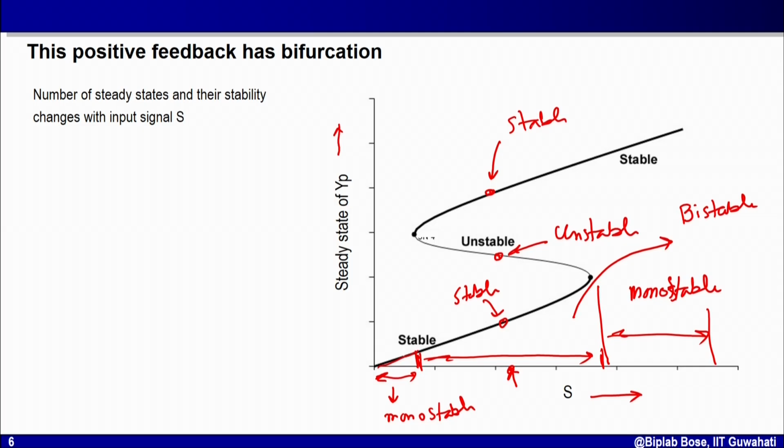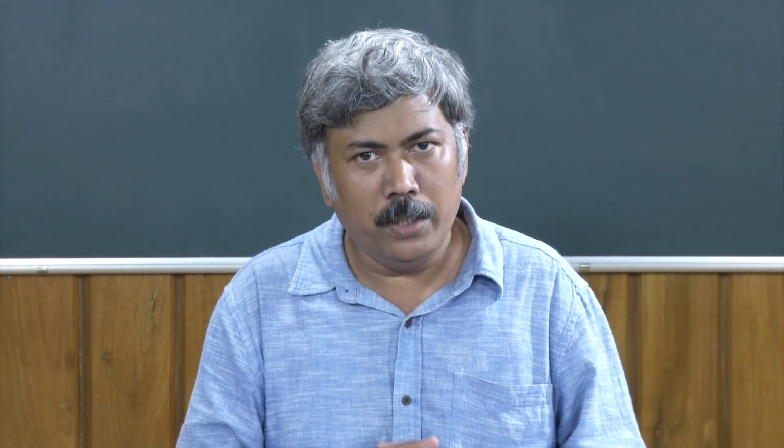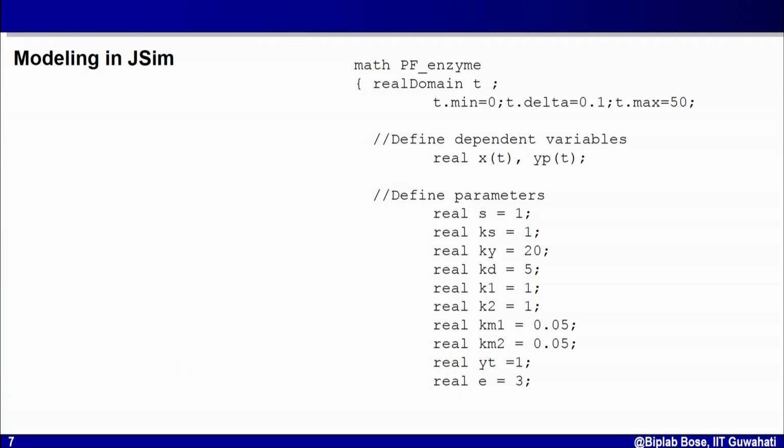What we will try to do now is use JSim and do numerical simulation and try to draw this type of a bifurcation plot, which is very easily doable and you can do using your desktop. So remember, this system has bistability. So let us numerically simulate this system. I will use JSim again, and the JSim code is given here.